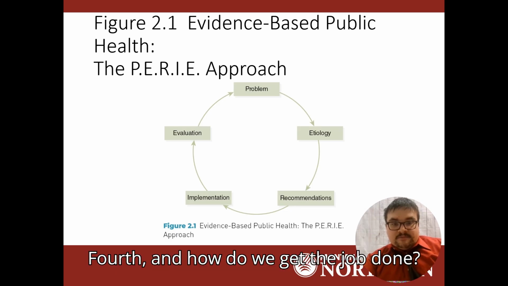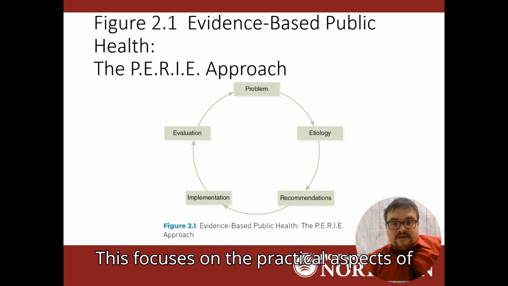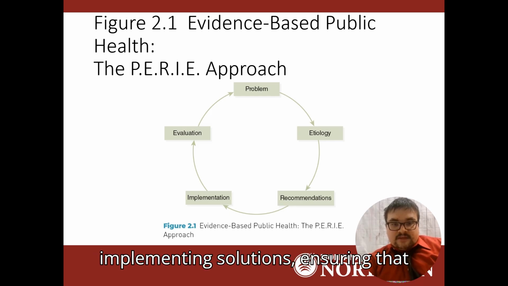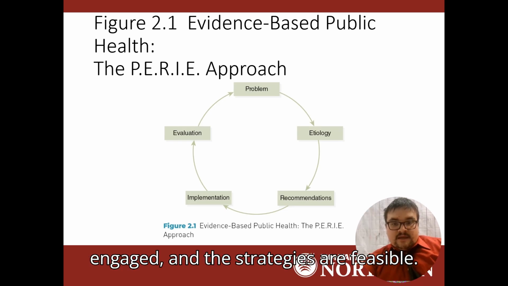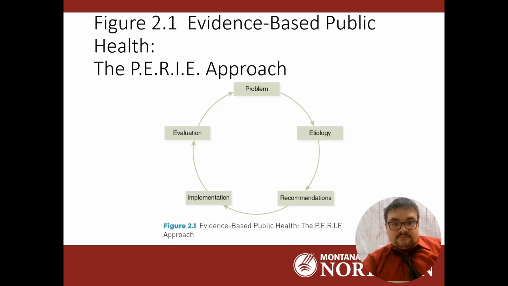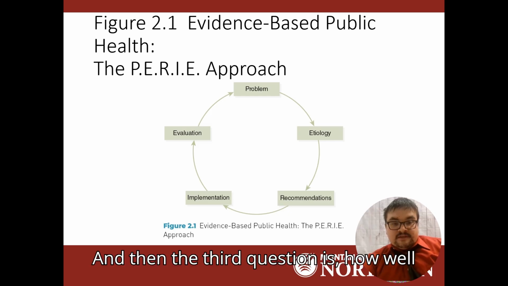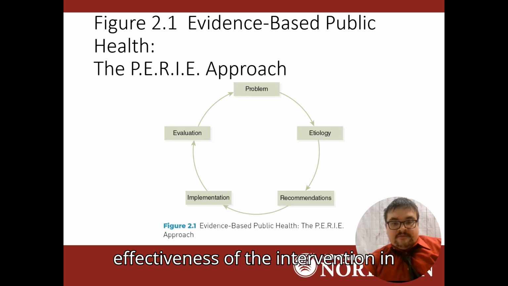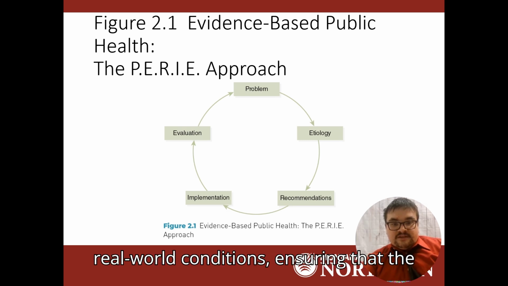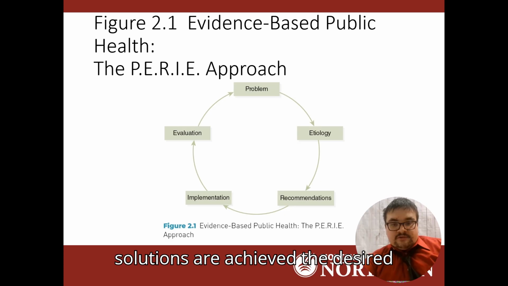Fourth, and how do we get the job done? This focuses on the practical aspects of implementing solutions, ensuring that resources are available, stakeholders are engaged, and the strategies are feasible. And then the fifth question is, how well does the intervention work in practice? This involves evaluating the effectiveness of the intervention in real-world conditions, ensuring that the solutions achieved the desired outcomes, but also looking for any unintended consequences.